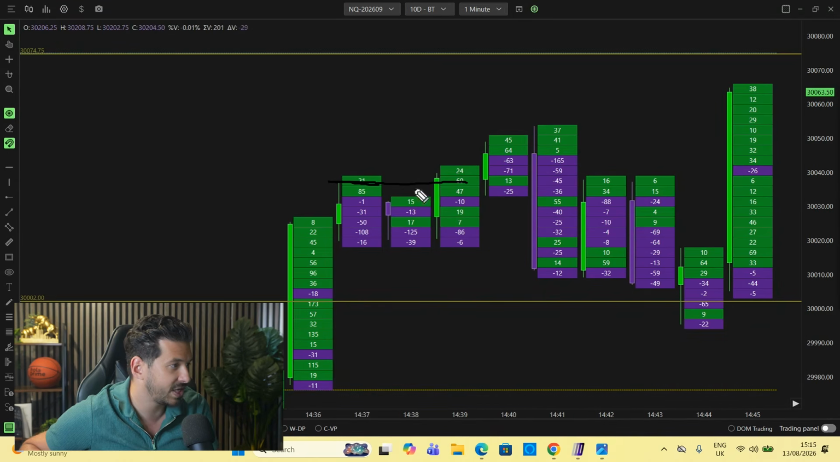Look at the area on these candles below this wick here. Do we see aggressive buyers coming in? No. So you don't want to buy here either, because there's no one really buying. 19, 7, 17. It doesn't look good, right?